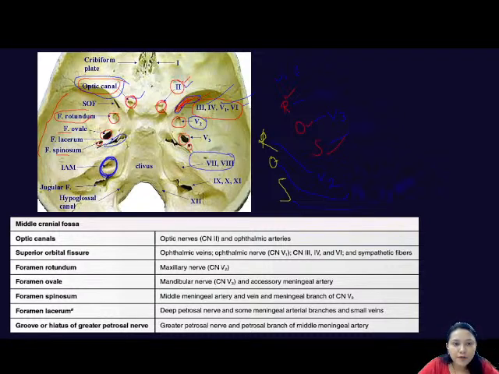So first of all, we got the optic canal, which transmits your number 2. Then you got the superior orbital fissure, which has 3, 4, V1 and 6. Then ROS, remember ROS, that is rotundum, oval and spinosum. Rotundum has V2, oval has V3 and spinosum has a recurrent branch of V3. That is, what is V3? That is the mandibular nerve. And then you have the internal acoustic meatus, which will transmit your 7 and 8 cranial nerves.